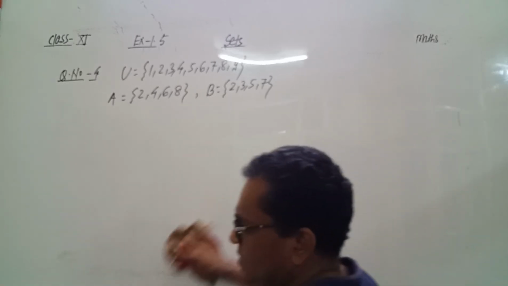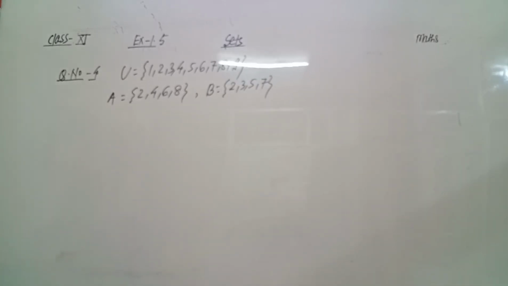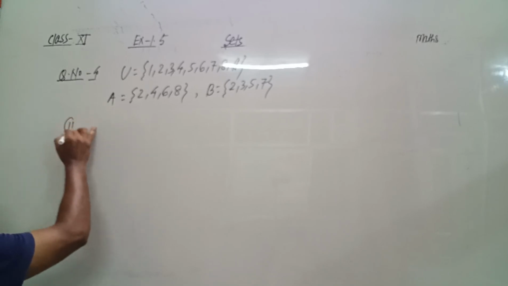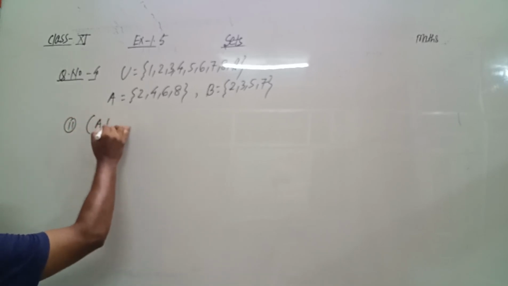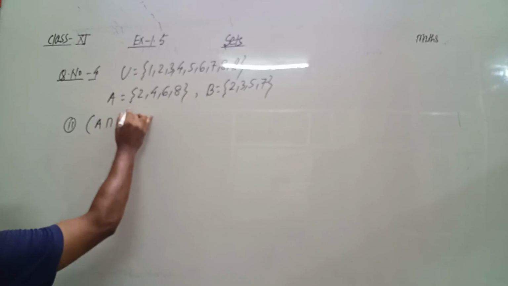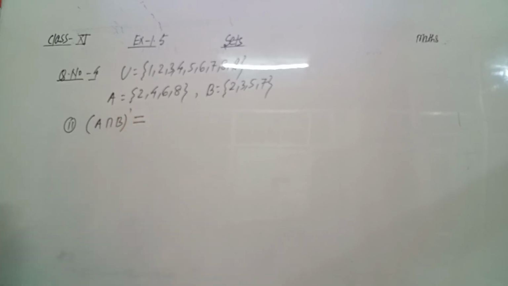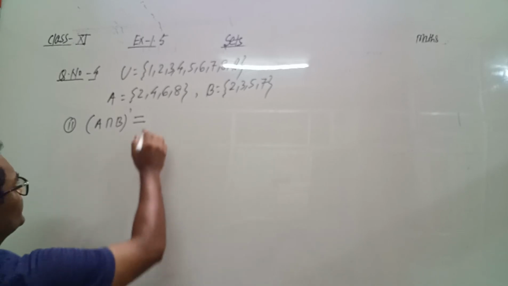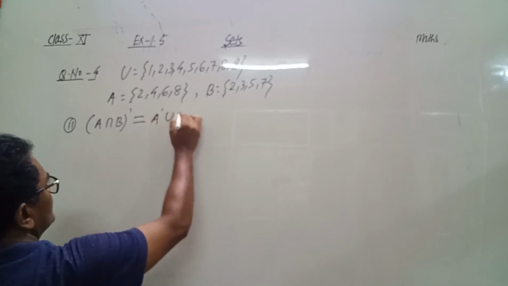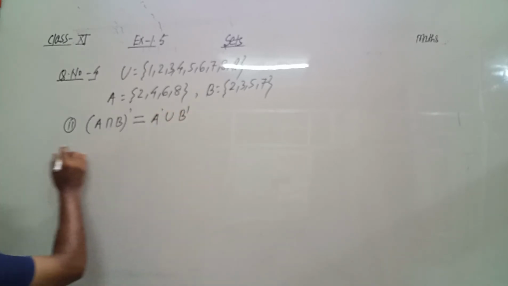Now the second part of this question: A intersection B whole dash equals A dash union B dash. So we'll solve the LHS.